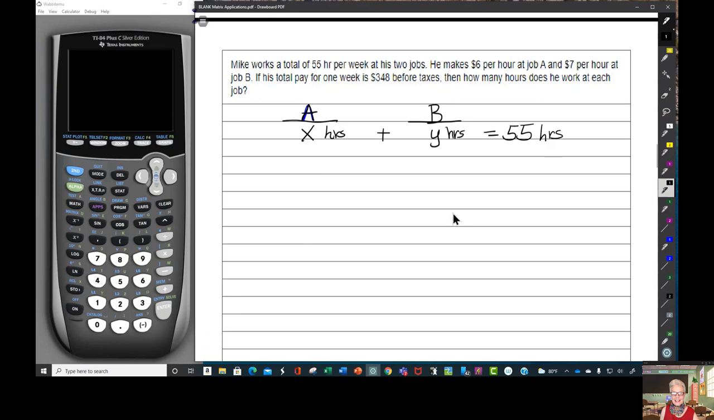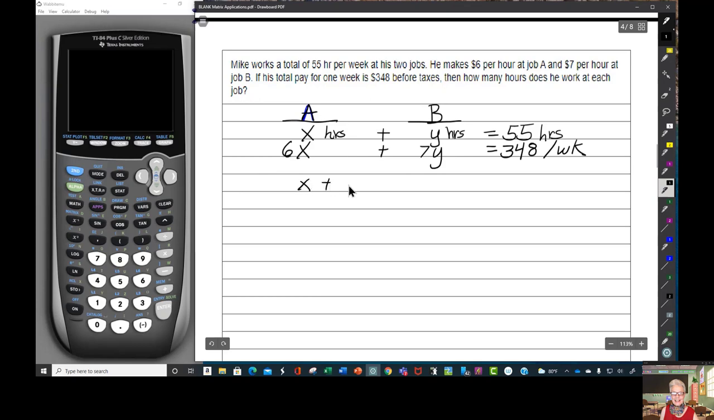This is just taking notes. Now, he makes $6 per hour at job A, so the total amount Mike makes at job A is 6 times X. And the total amount of money he makes at job B is going to be 7 times Y. So if you add this much money to this much money, before taxes, he gets $348 per week.